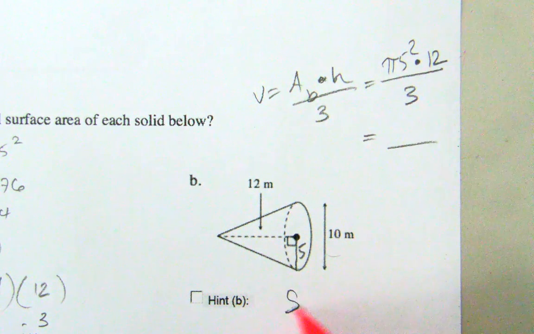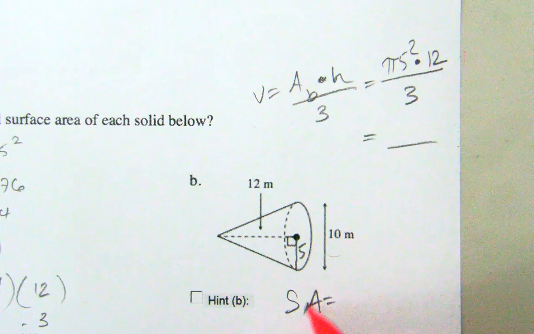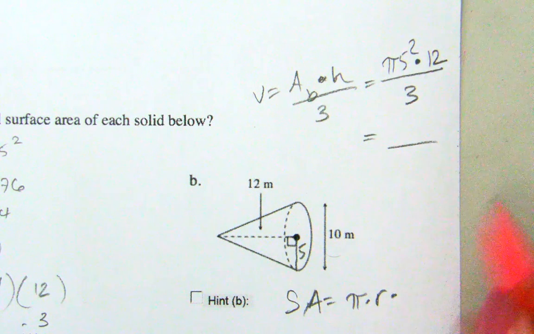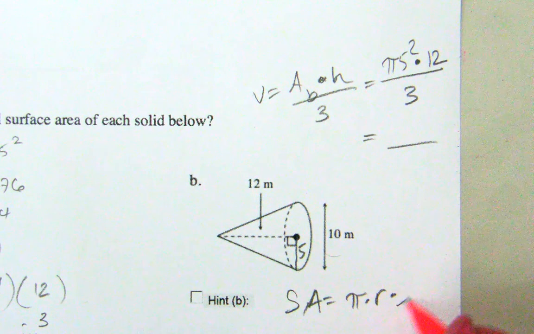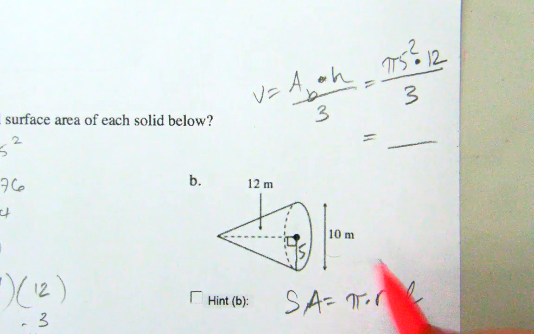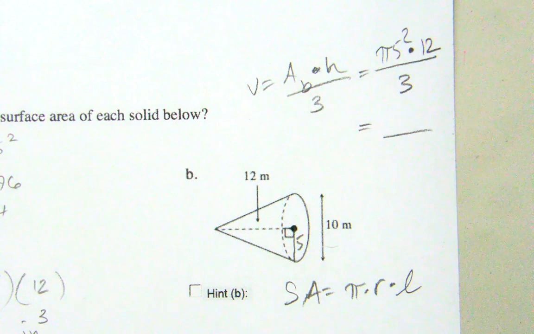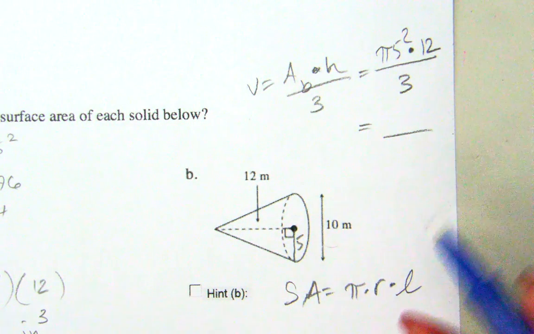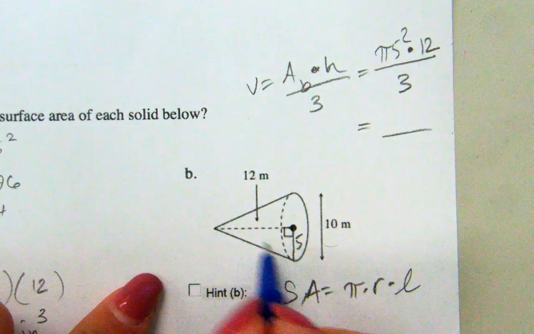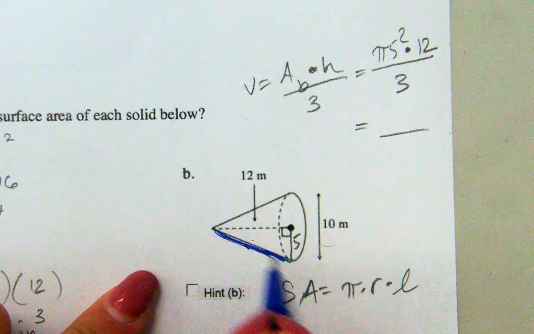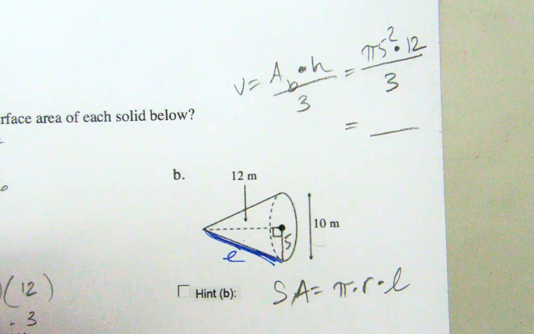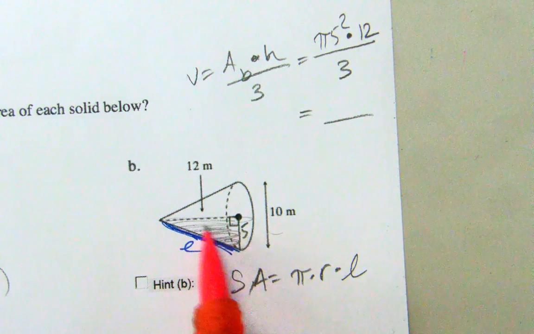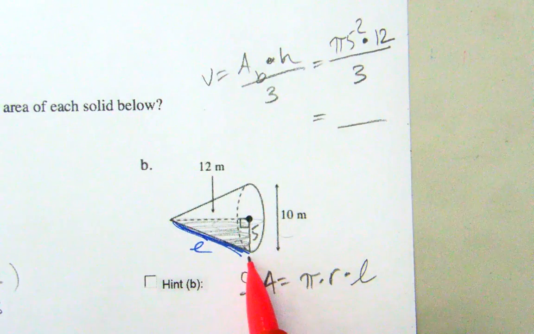Surface area is going to be pi times the radius times the slant height, or we call this L. The slant height, it's not 12, obviously, because I'm not going to call the height and the slant height both the same thing. That's 12. So that means the slant height is going to be this part right here. This is going to be L. And in here, we have a wonderful right triangle. Okay, so use Pythagorean theorem, figure this out.